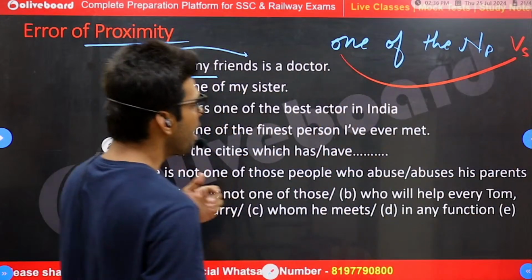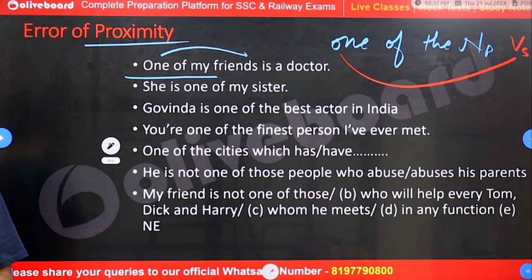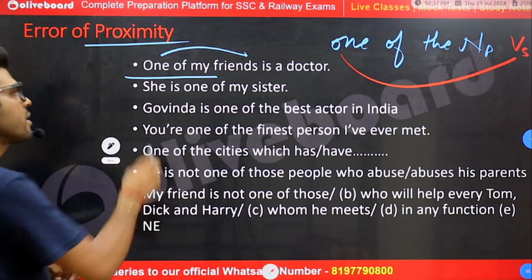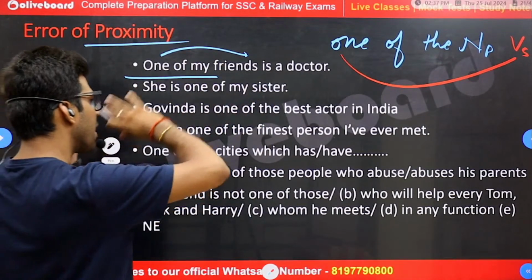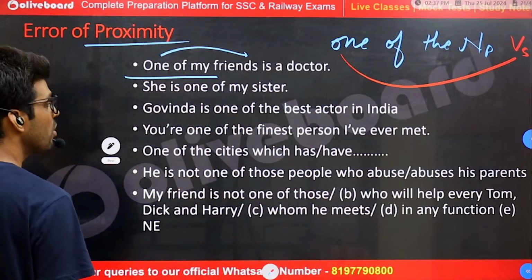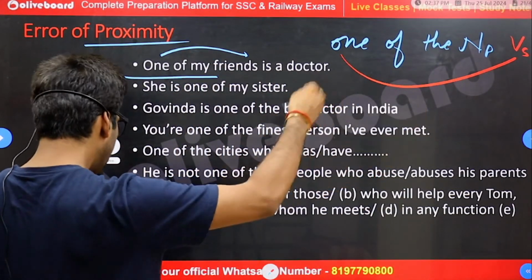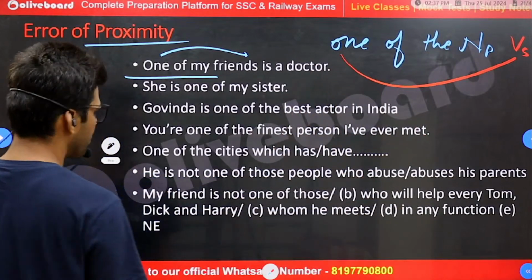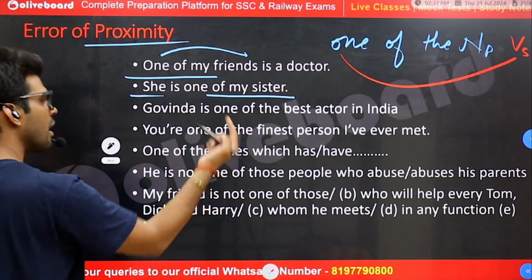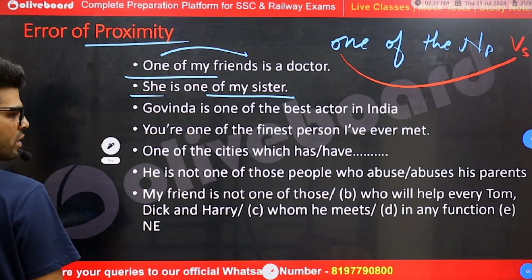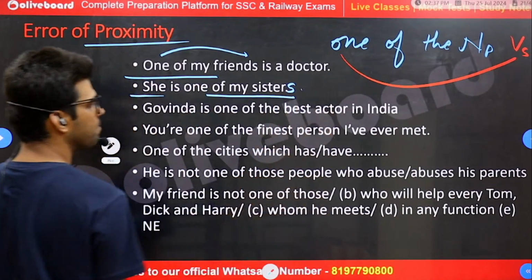Because all are not doctors. One of those is a doctor. One of them is a doctor. Say one of my friends is a doctor. That one is a doctor out of my many friends. If you come across in examinations like India is one of the country, done. India is one of the country, more than impossible. She is one of my sister. If I have only one sister, how can I pick one of those? I have many sisters. She is one of those.